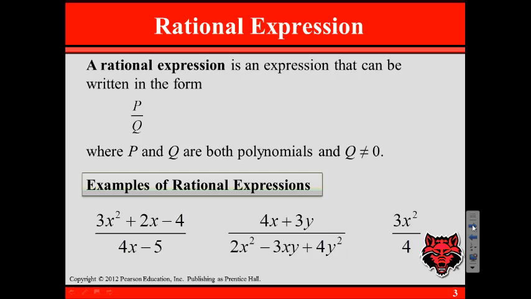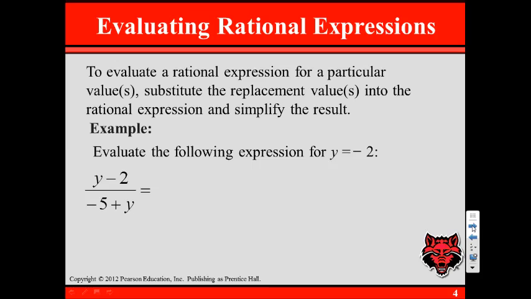A rational expression is an expression that can be written in the form p over q, where p and q are polynomials. This is just a fraction with algebraic expressions. To evaluate a rational expression for a particular value, we substitute the replacement value or values into the rational expression and simplify the result, just like we would in any other type of algebraic expression.